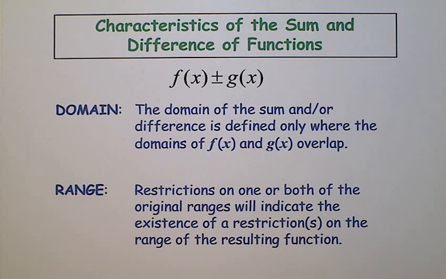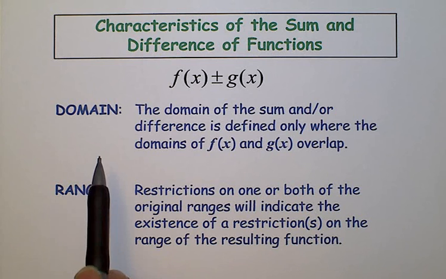Okay, so we're going to look at the characteristics of the sum and difference of functions. Because we are now combining functions, certain characteristics may be changed. The characteristics we're going to look at include the domain, the range, maximum and minimum values, or the existence of a maximum and minimum, as well as symmetry, whether the function is odd or even. Okay, so let's start with the domain.